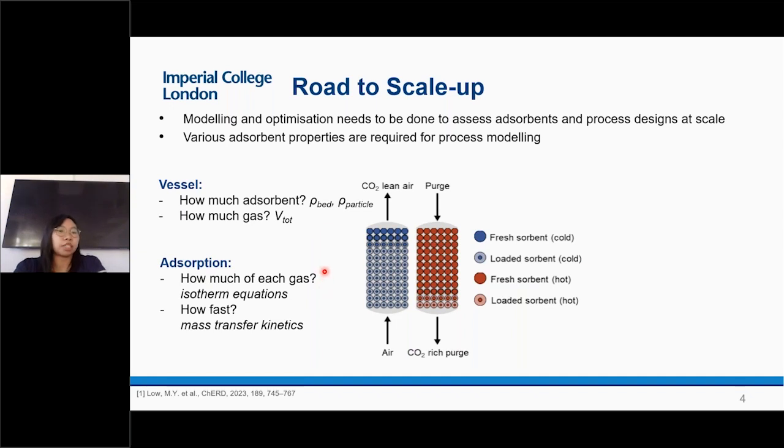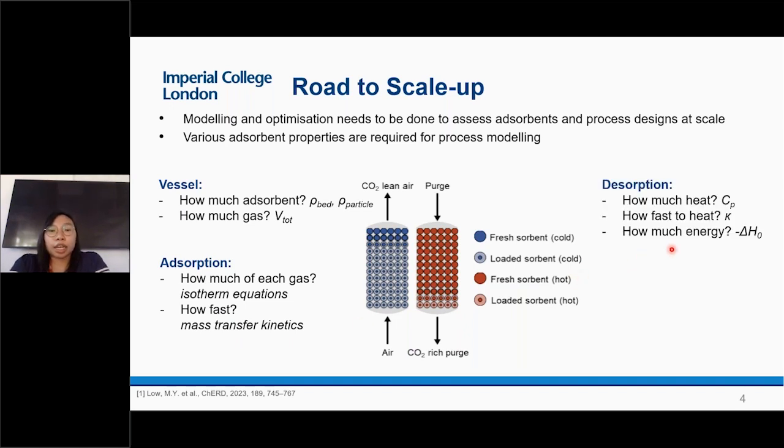And for the adsorption process, you'd want to know how much of each gas is being adsorbed, and not just CO2, but there are other gases in much higher concentrations in air, such as nitrogen, water, oxygen, etc. In order to implement these into process models, you need the isotherm equations that describe the loading of each gas as a function of pressure. And then you'd also want to know how fast your adsorption occurs, because that could greatly impact the productivity of your process. So that's needing to know the mass transfer kinetics.